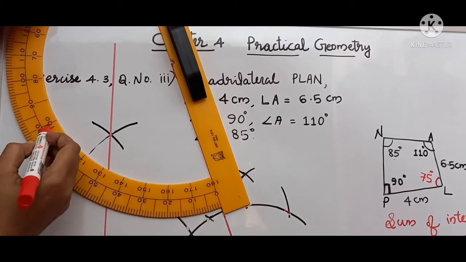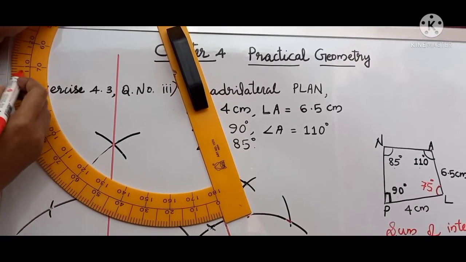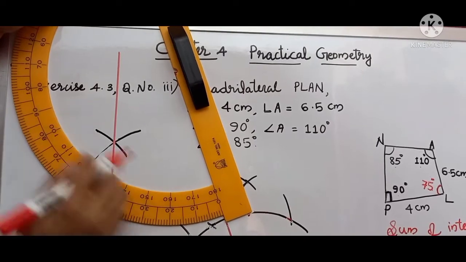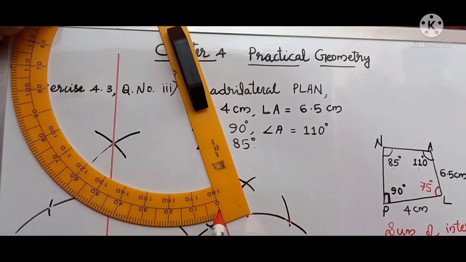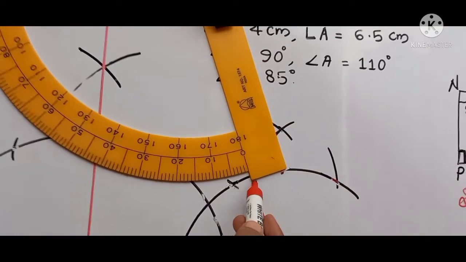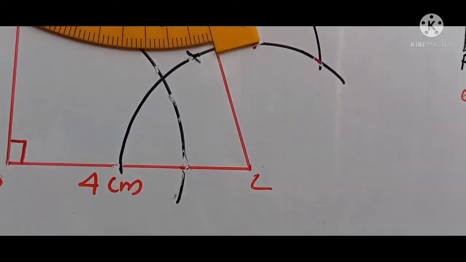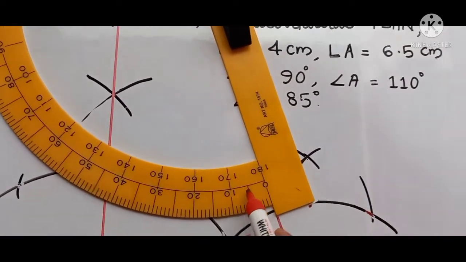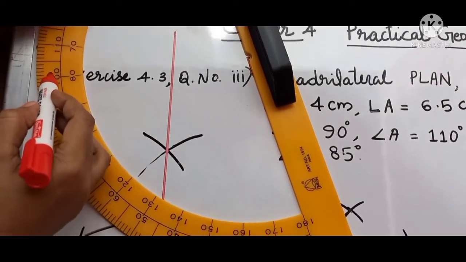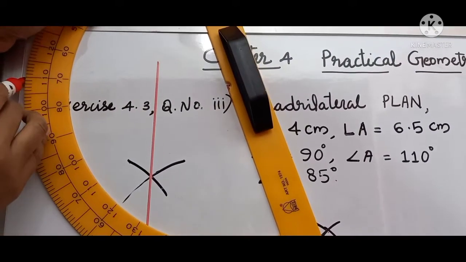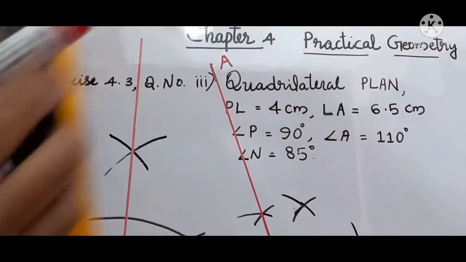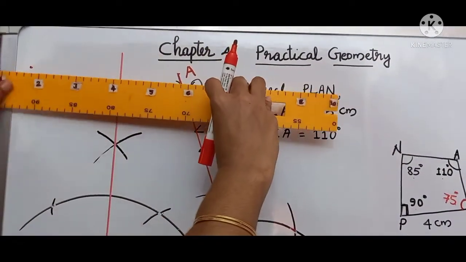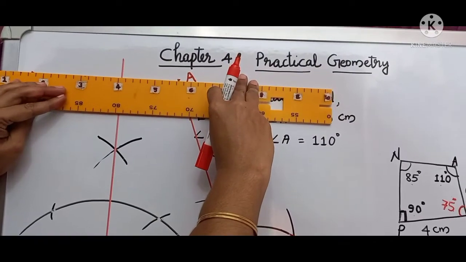This is 180, 90, 100 and 110. Here is the point 110. And once again I will tell you, we have to consider this 0 because our line segment is passing through this side only, not the other side. So this 0 we have to consider, and 0, 10, 20 and here it is 100 and this is the point 110. Now I am removing this one. Then next we have to join this point and A.